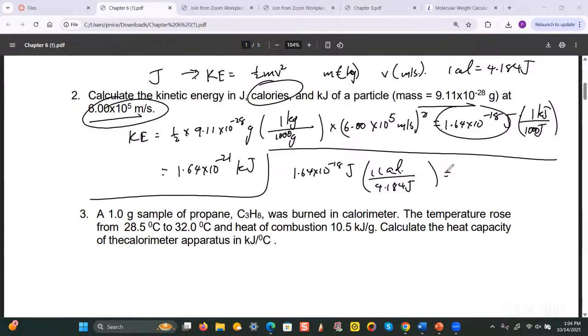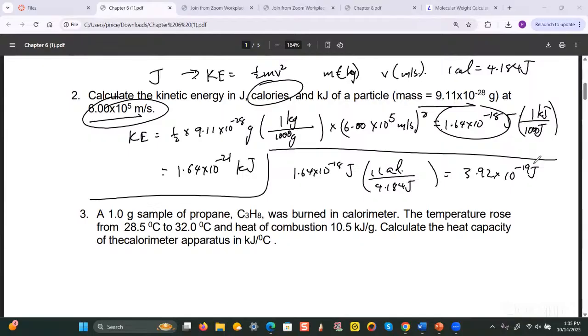1.64 times 10 to the minus 18 divided by 4.184. And according to my calculation, when rounded to three sig figs, that's going to be equal to 3.92 times 10 to the minus 19 joules. And that's basically how that is done. All right.